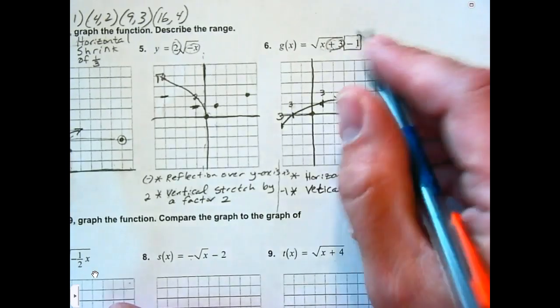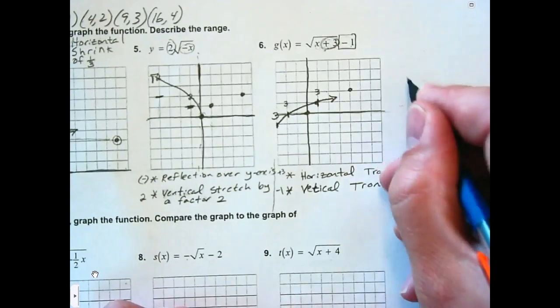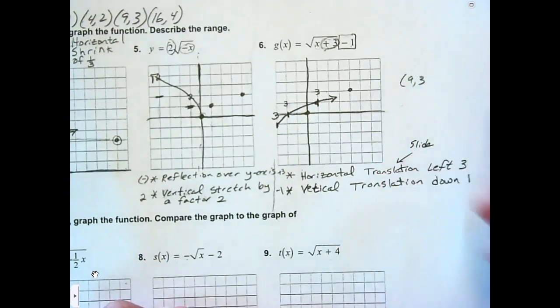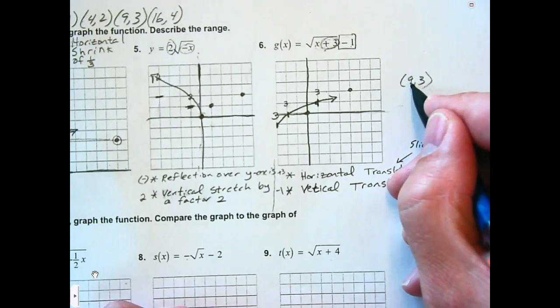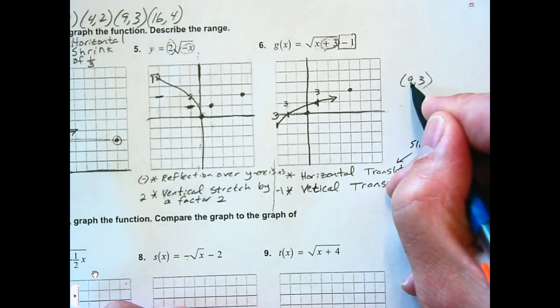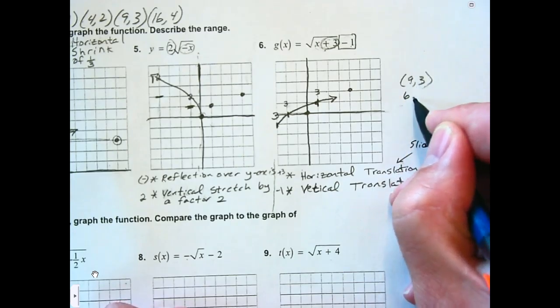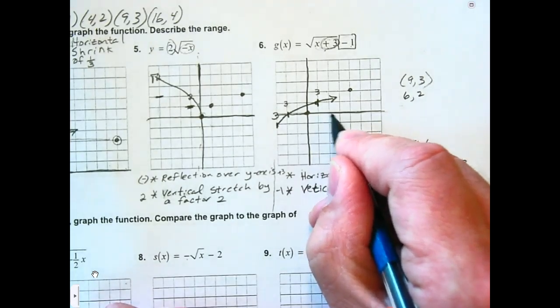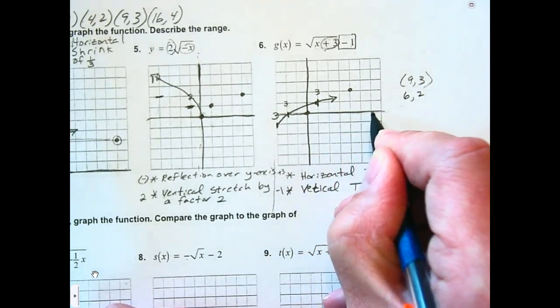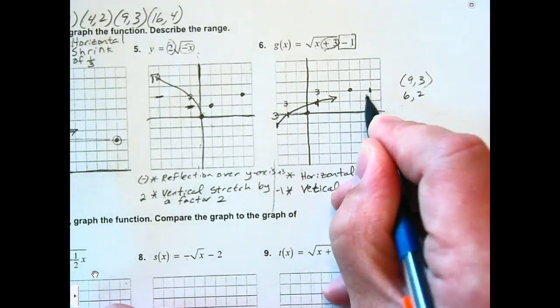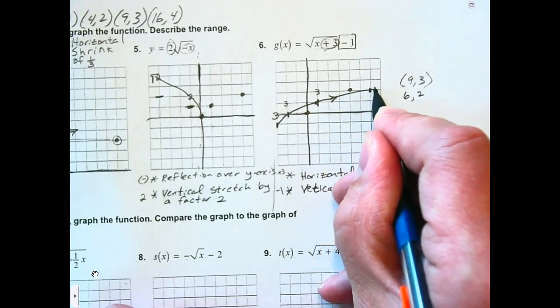Now technically, if you would have used 9, 3, if 9, 3 is over here somewhere, you could calculate that point. You actually move 9 back 3, you're at what? 6, and then you drop y down 1, you're at 2. So if I were to go 1, 2, 3, 4, 5, 6, 1, 2, that's actually another coordinate if you wanted to put it in there.